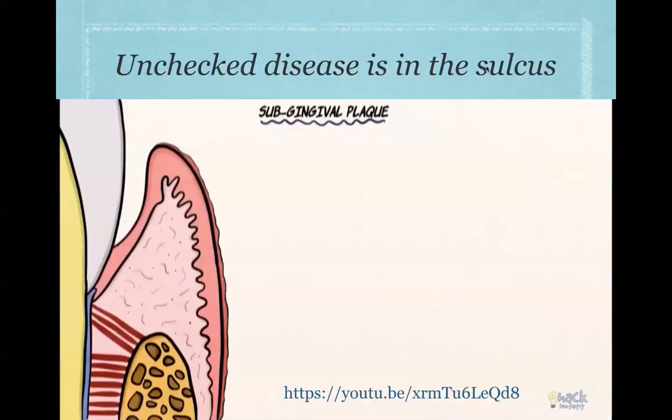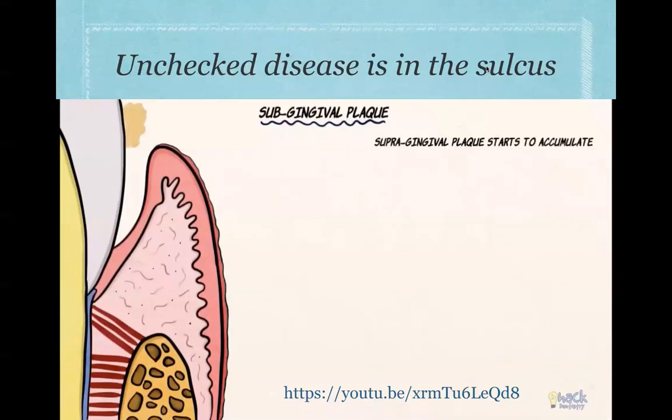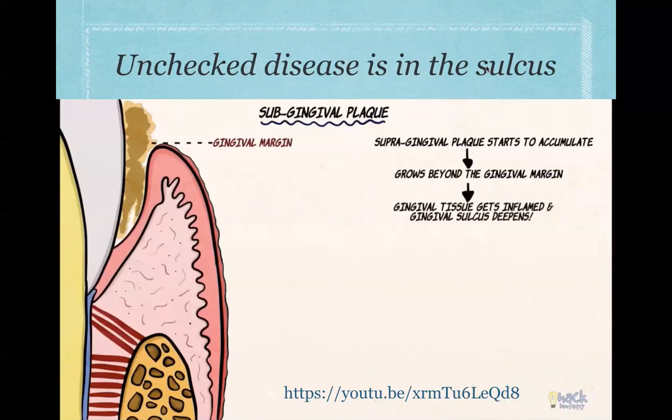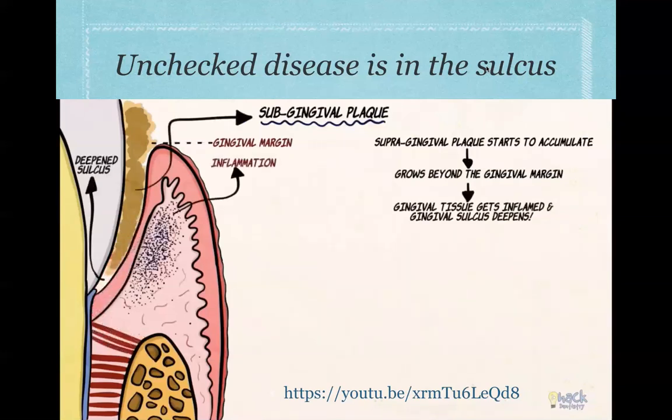So this disease is in the sulcus. As the plaque mass accumulates supragingivally, it begins to cover the tooth surface and grow beyond the gingival margin. This may lead to the gingival tissues getting inflamed, causing a deepening of the gingival sulcus.